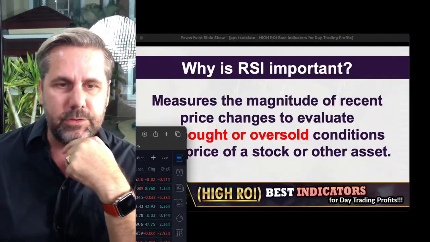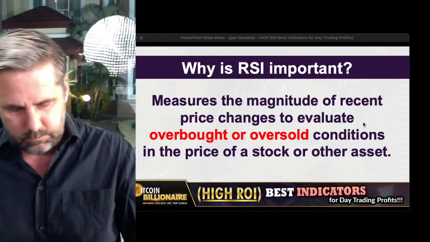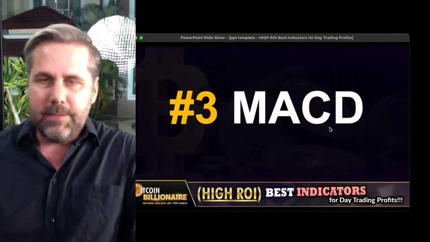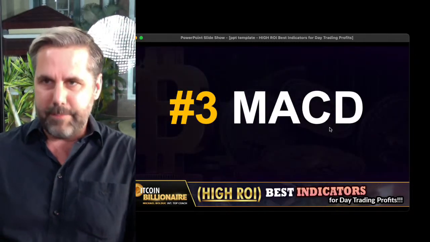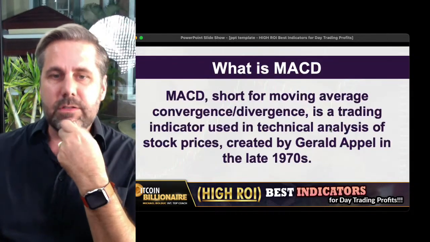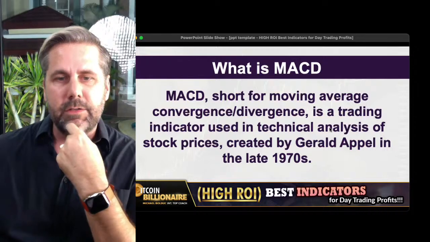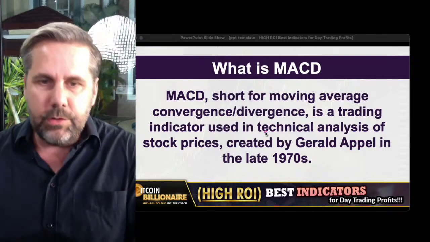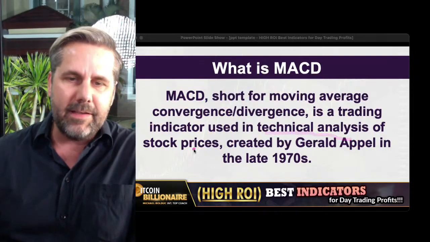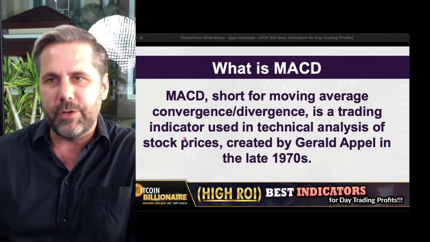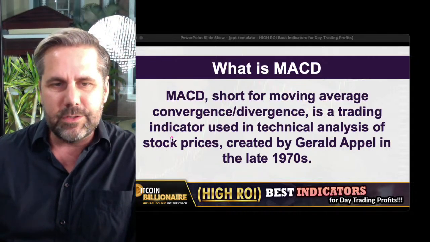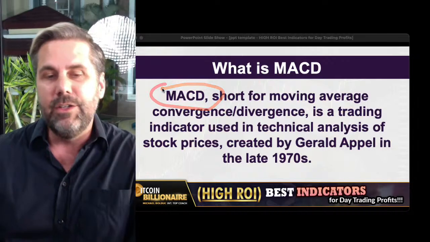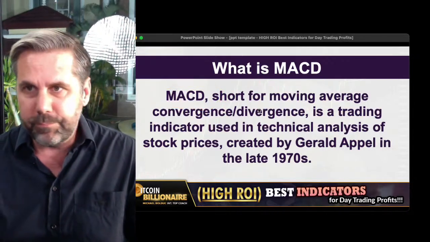Okay, let's go back to the next one. Right, the next one is MACD. And so what is MACD? MACD is short for moving average convergence divergence, a trading indicator. And it's used for technical analysis of stock price. It could be anything. We obviously use it for crypto, but crypto is new, so before it was only used for stock price. But you definitely will use MACD to see a trend change, okay?